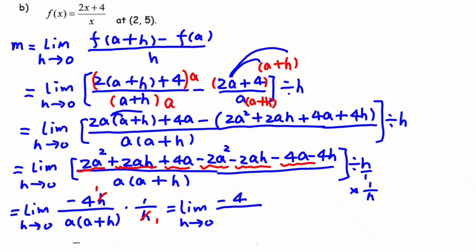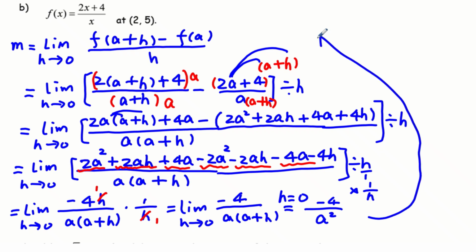Denominator a times a plus h, then times 1, it will be just a times a plus h. Now we don't have h by itself at the denominator. We could sub in h equals 0. Then we have negative 4 over a times a plus 0. A plus 0 is a, so we have negative 4 over a squared.